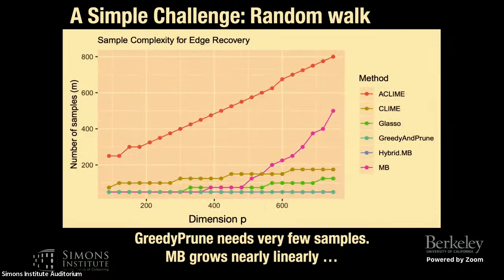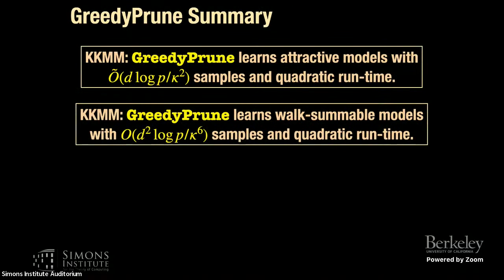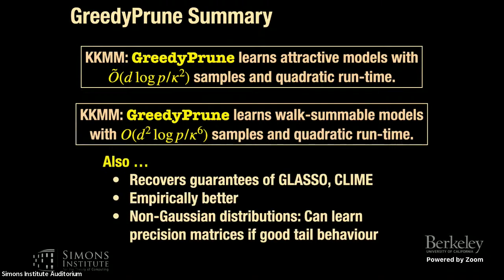All right. So let me get to the interesting part, which is how we actually prove these theorems. In the last 5 minutes, I'll give you a hint of what goes into them. Just to recall, here are the two main things that I talked about. Greedy prune learns attractive models with d log p over kappa squared samples and runtime. And for walk-summable models, it's slightly worse, at d squared log p or kappa to the 6. It also requires Lasso and CLIME guarantees when you have the incoherence or condition number assumptions as before.